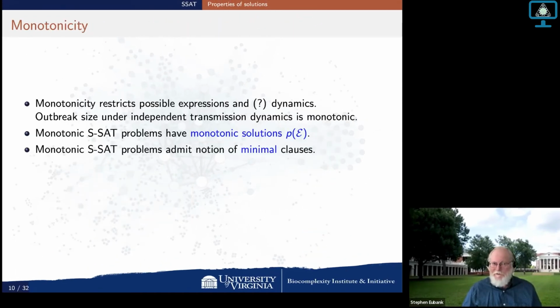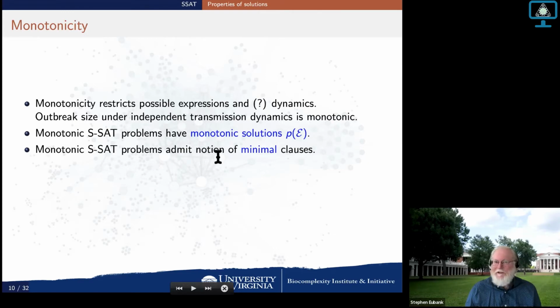This monotonicity constraint is actually fairly strong. It restricts not only the possible expressions you can have, but I suspect that it restricts the kinds of dynamics you can look at. I need to investigate that more thoroughly. However, since we're in this epidemiology world, it's good to know that the size of an outbreak under SIR kind of transmission dynamics, where there are independent transmissions on different incoming edges, is a monotonic problem, monotonic dynamics and a monotonic expression. If you add another transmission to the transmissions that you've already got, it's not going to make it not satisfy the expression. So monotonic problems have monotonic solutions, in the sense that I had this variable X, which was the transmission probability in my example network. The probability of the entire expression is a monotonic function of X.